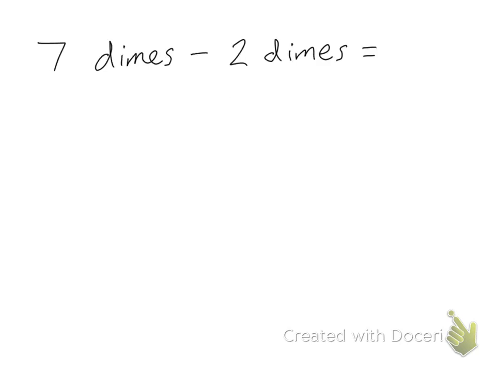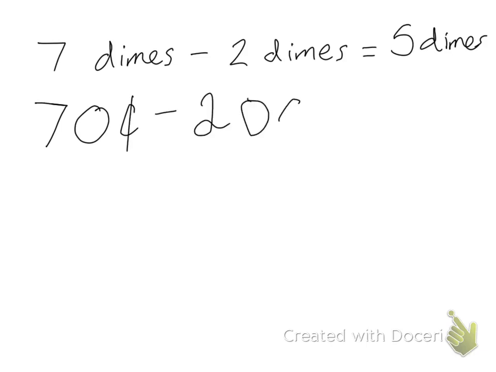Let's do one more. 7 dimes minus 2 dimes. Okay, so I know that 7 minus 2 is 5, and then dimes for my label. So 7 dimes equals 70 cents. 2 dimes equals 20 cents. And 5 dimes equals 50 cents. So did you notice a pattern?